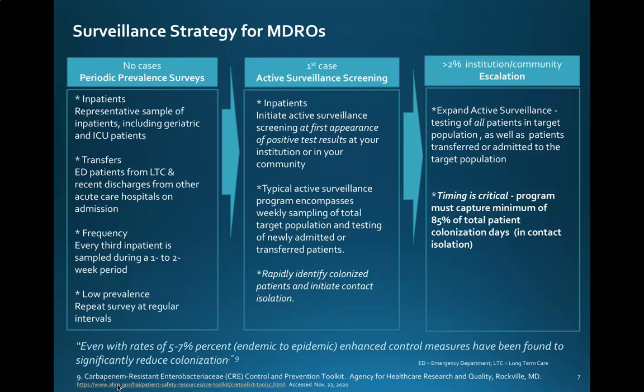Now, in the US, our agencies have indicated that even when rates are endemic to epidemic, above 5 to 7%, these enhanced control measures can significantly reduce colonization.